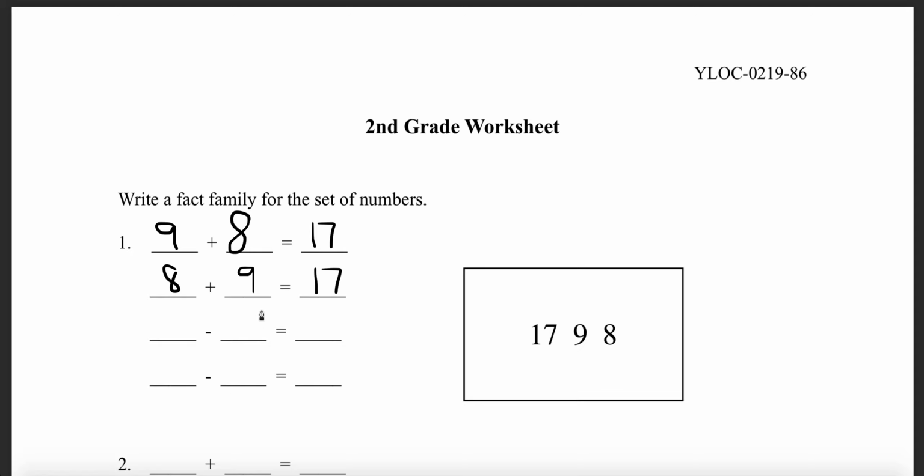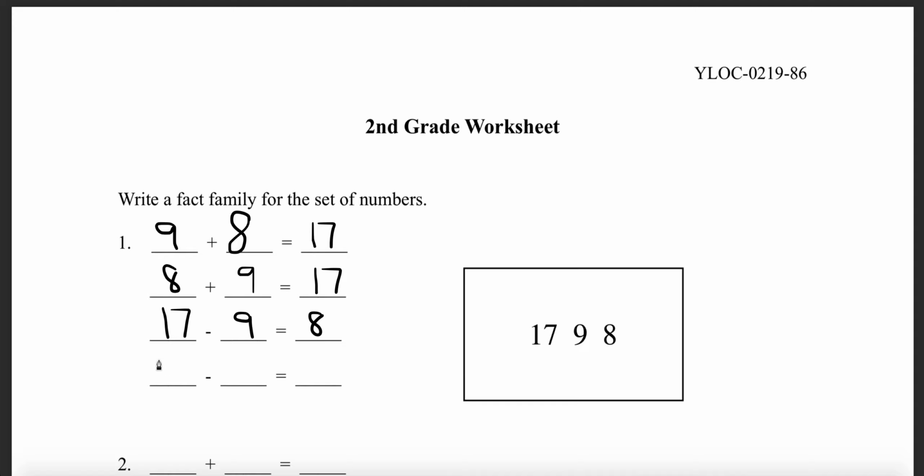Next, we have to write two subtraction sentences. For the subtraction sentence, as you could tell, the biggest number has to be the first value of our subtraction sentence. So we're going to write 17 minus 9, for example, equals 8.